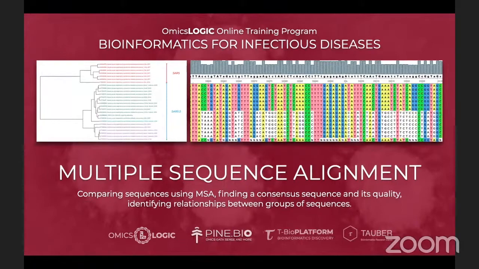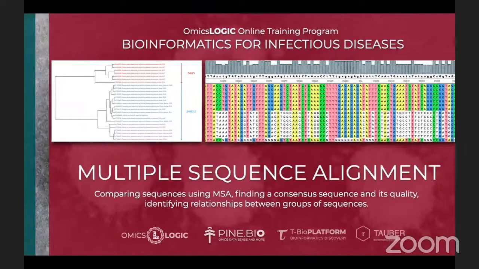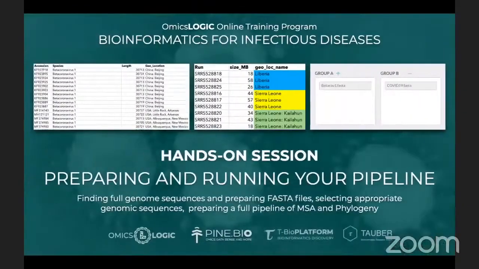The second session would be about multiple sequence alignment and phylogenetic analysis, and this will be followed up by a hands-on session about preparing and running your own pipeline. We will be doing multiple sequence alignment of viral genomes, then building phylogenetic trees, and then finding full genome sequences and preparing those FASTA files. All of that will be covered in this third session on 25th of May.